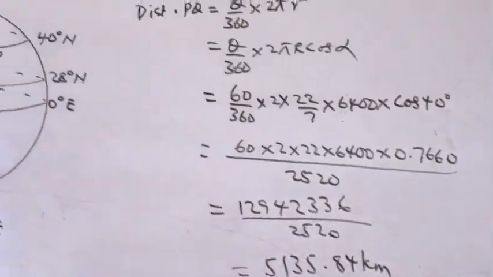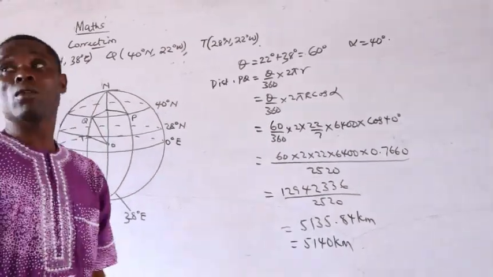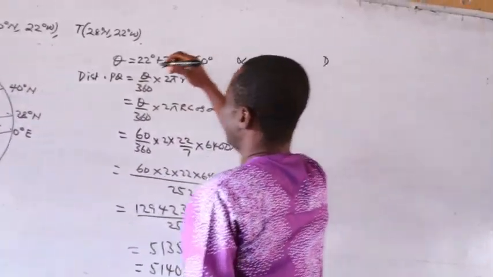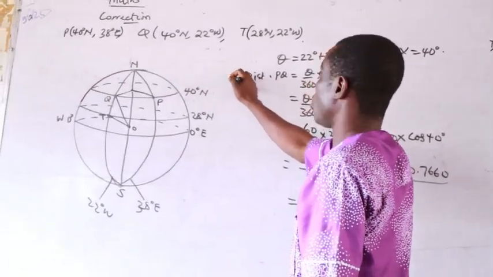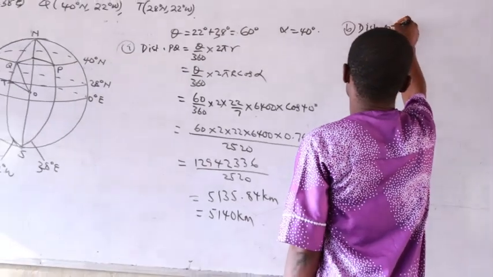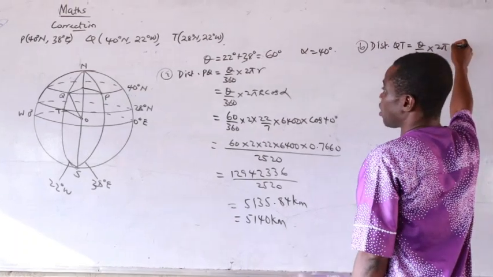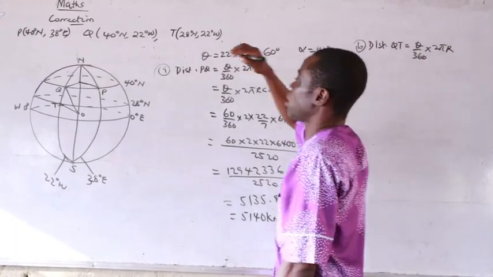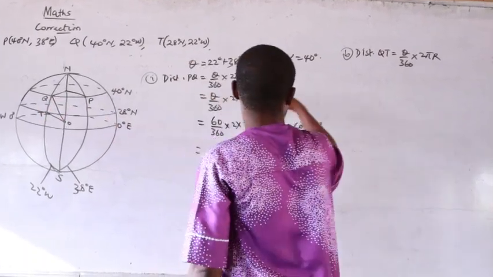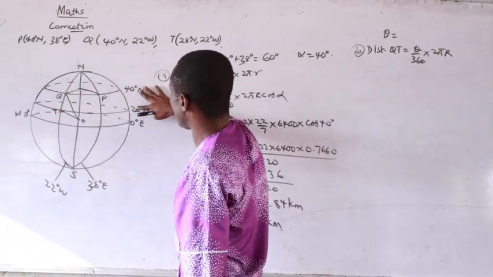Now, after that, the next question, please. The shorter distance between Q and T along the line of longitude. Along the line of longitude. Distance QT. I think this one is question A, right? Yes. Okay, so this one is question B. Distance QT, that is theta over 360 times 2 pi. Is this smaller or bigger? Bigger, because both Q and T are on the same meridian. Meridian is a great circle. Now let us get the angular difference. Angular difference is this. We are using these two.